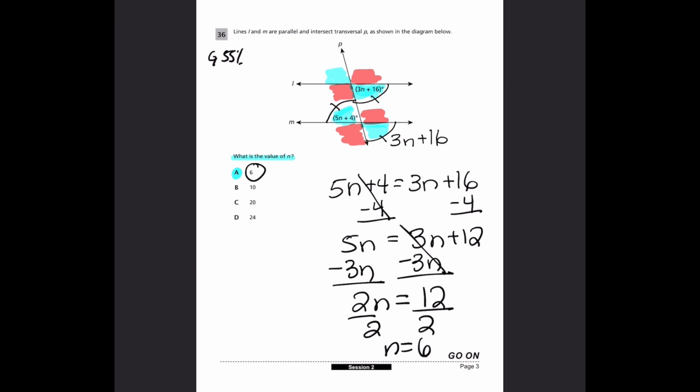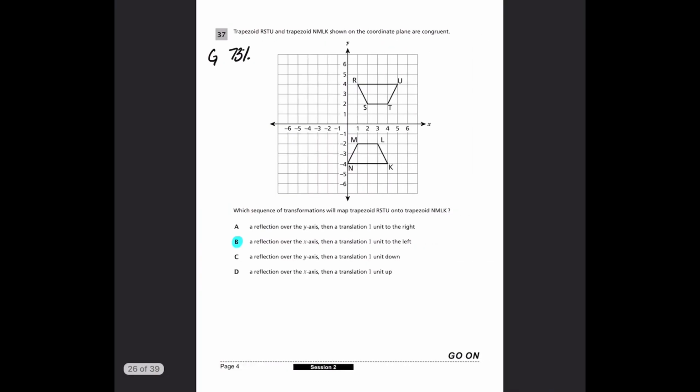Alright, so that was geometry. 55% of kids got this one correct. Ooh, another geometry one, and we're going to look for a series of transformations that will map, how do I create this new figure? I want to map trapezoid RSTU to NMLK.